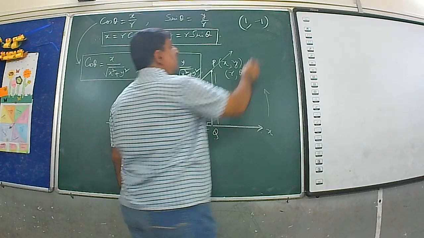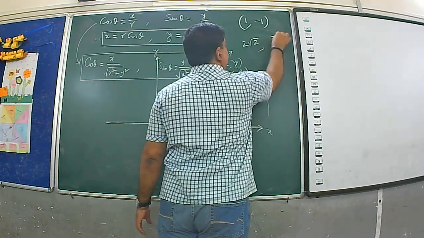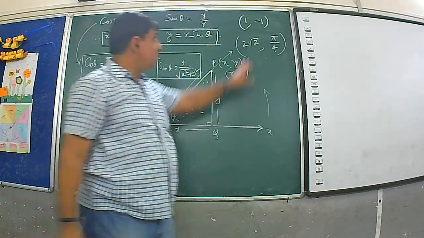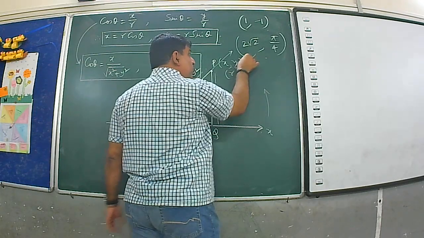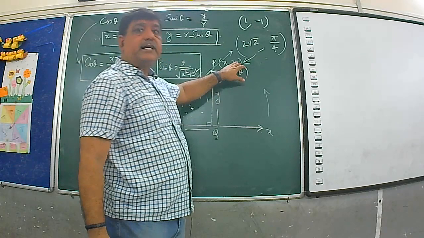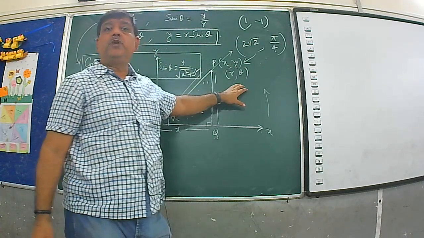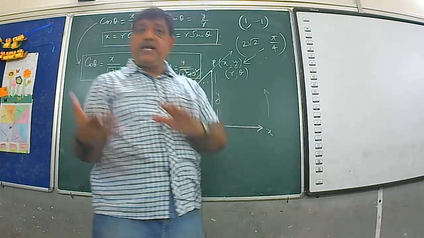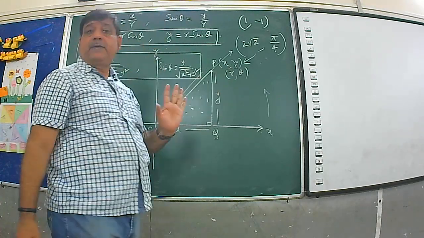Or if (2 root 2, pi by 4) are the polar coordinates, write down the Cartesian coordinates of this point. Polar coordinates are given, write the Cartesian coordinates. Cartesian coordinates are given, write down the polar coordinates. Now how to get Cartesian to polar and polar to Cartesian transformation, that we will discuss here.